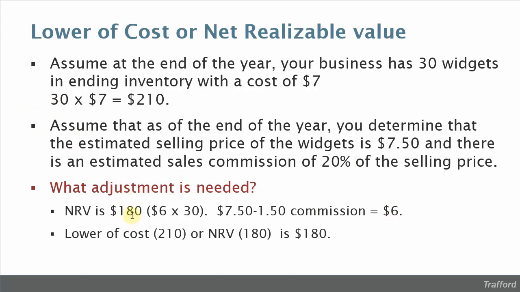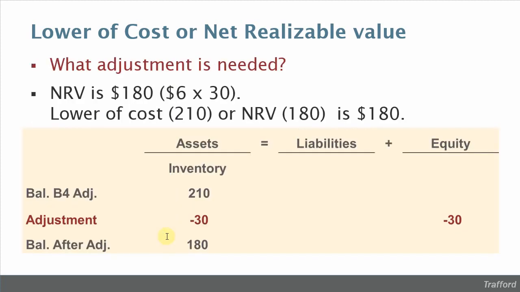So the net realizable value, basically the amount of cash you expect to realize when you sell those widgets, is $180. What the rule tells us here is that we compare cost to net realizable value, and our inventory needs to be valued at the lower of those two things. Since 180 is lower than 210, this inventory needs to be on the books at $180. Remember, 210 is what was in the account.